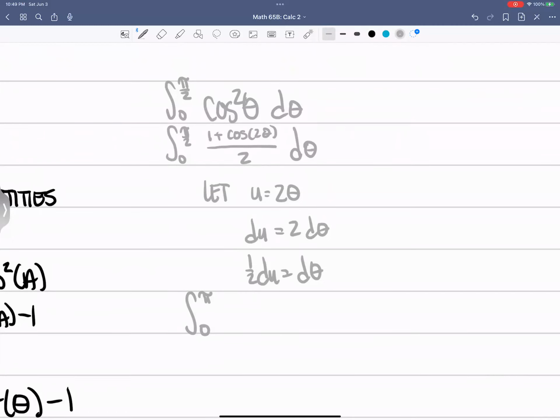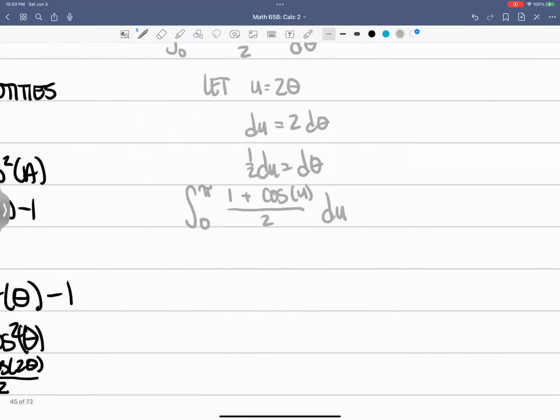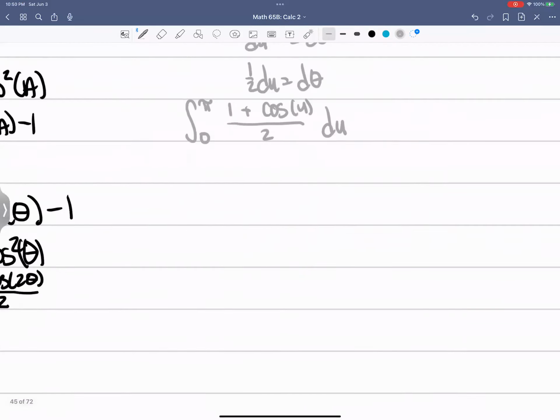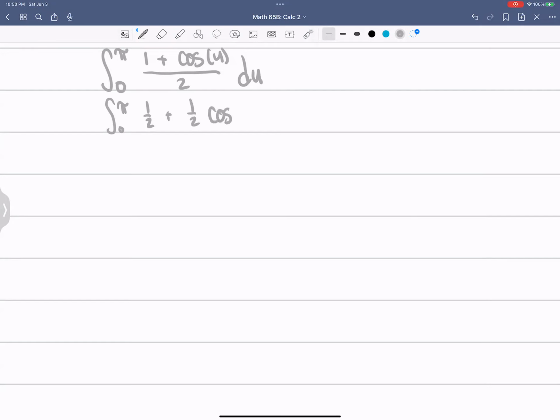And now everywhere we see a 2 theta, we're going to replace it with a u. So 1 plus cosine u over 2 du. Now we have something that we can integrate really easily. Let's separate those two. Integral from 0 to pi of 1 over 2 plus 1 over 2 cosine u du.